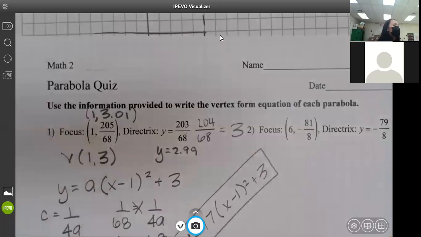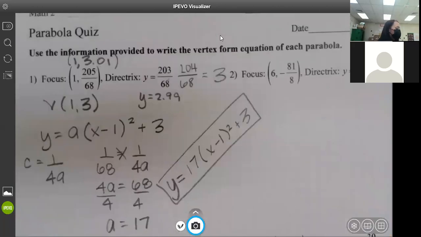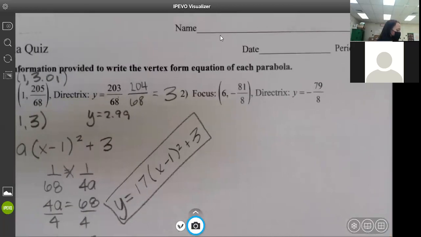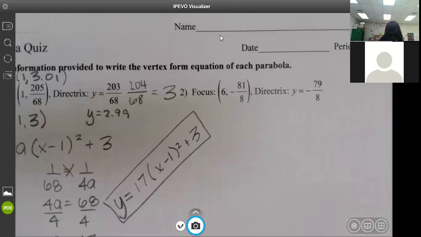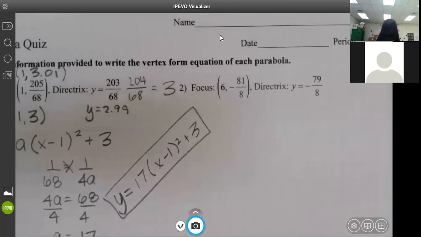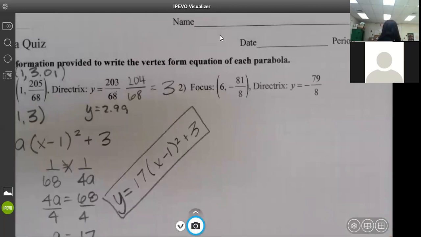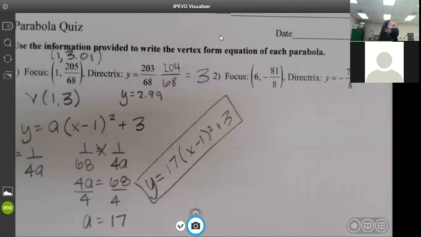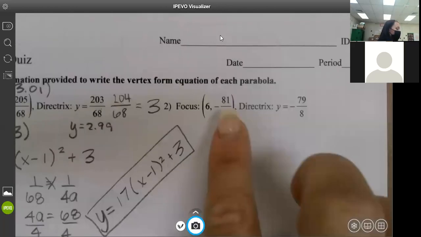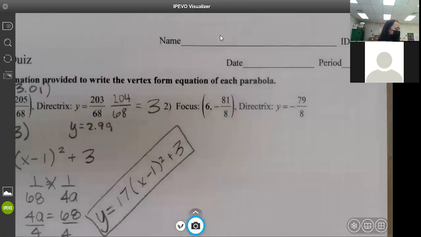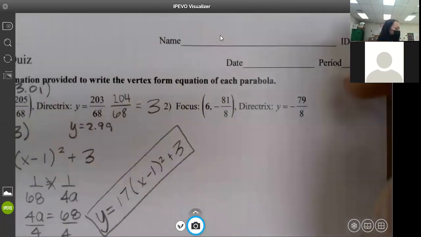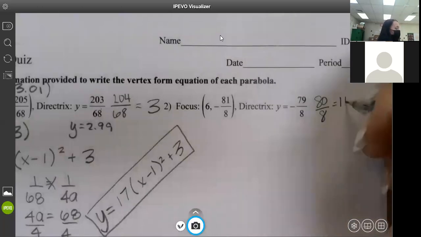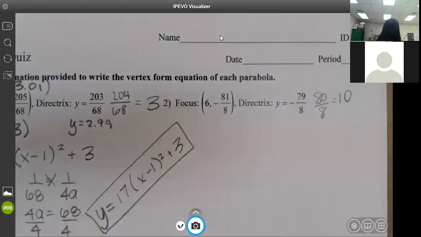X minus 1 squared plus 3 is your answer. You're going to use the same work to do every one of them. So look at your next one. It's got negatives, right? So that's why you graph it. The chances are, if those are negative, what's your A going to be? Negative. So just watch that. But you solve them the exact same way. So the first thing is find the distance between. So what's between 81 and 79? Is everybody good with that? What's 80 over 8? 10. So that's going to be one coordinate of your vertex.